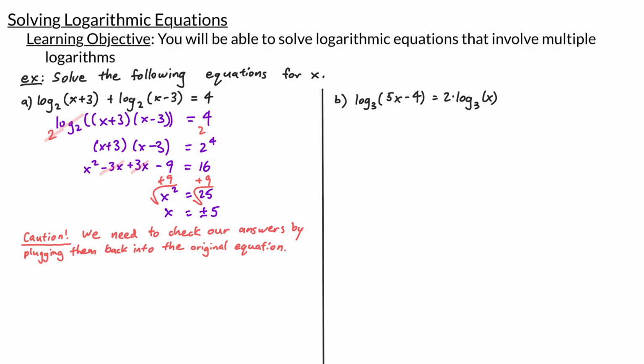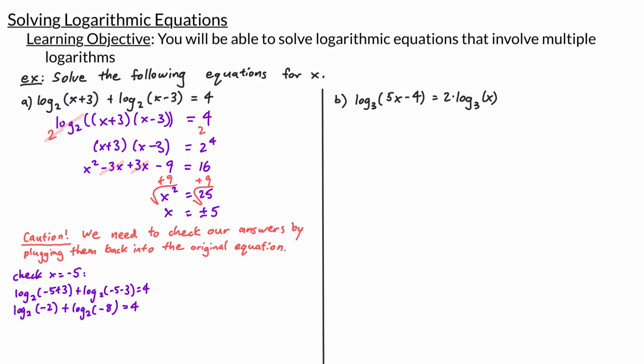So let's check the answers that we found here. For example, let's start by checking x equals -5. Plug that back into your original equation. We would end up with log with base 2 of -5 plus 3 plus log with base 2 of -5 minus 3 equals 4. Simplifying this, we have log with base 2 of -2 plus log with base 2 of -8 equals 4. We see here that there's a -2 inside of a logarithm and -8 inside of the logarithm. Those are operations that we cannot perform.